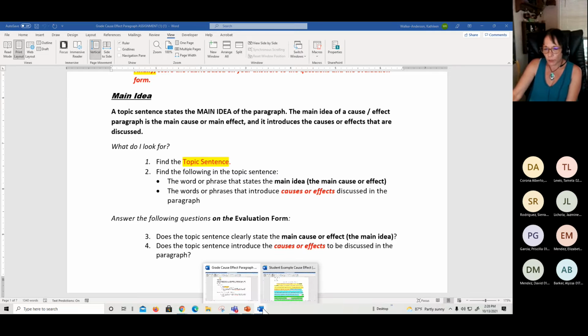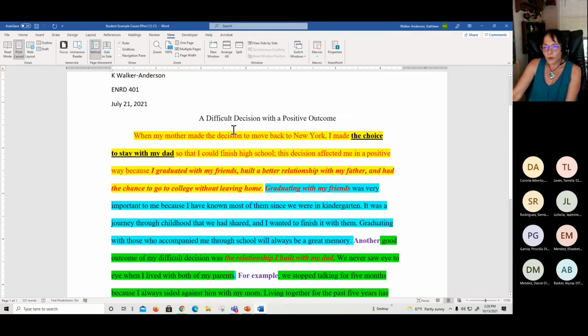So if we go look at the example paragraph, when my mother made the decision to move back to New York, I made the choice to stay with my dad. So that's the main cause or effect. Do we know if it's cause or effect yet? Not quite yet. So that I could finish high school. This decision affected, there we go, it's an effect. I mean, it's a cause because this is an effect. Affected me in a positive way because, and here are the effects she's going to discuss.